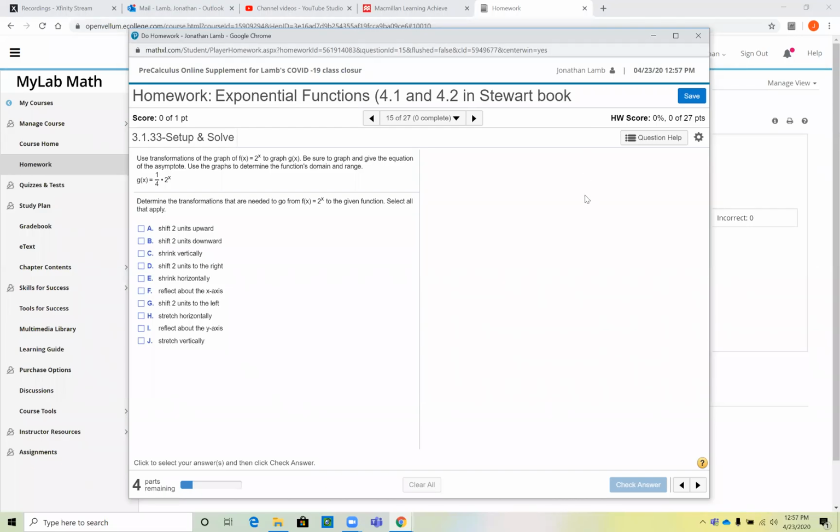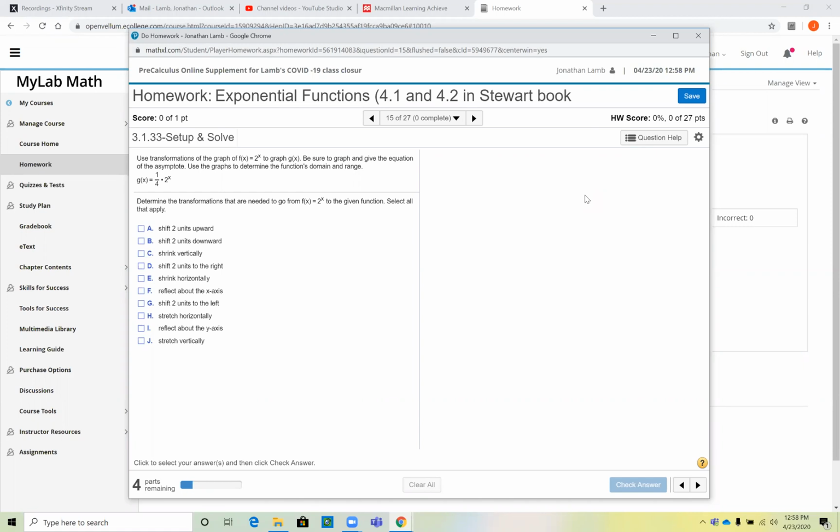Hi guys, let me take a look at how we would work some of the graphing problems in section 4.1. We've had some concern over how the grapher on MyLab works, and it's kind of a cool feature once you get used to it. So we know that this section is all about exponential functions.